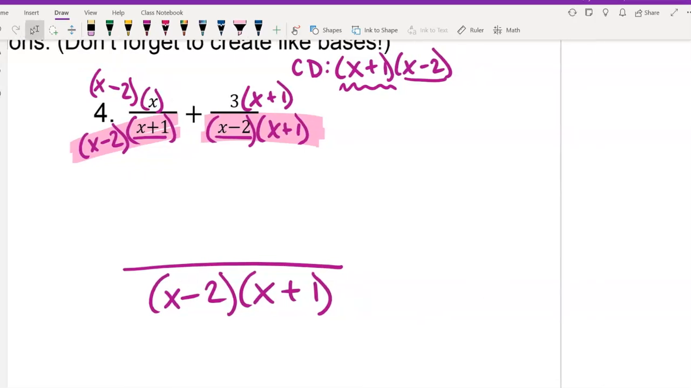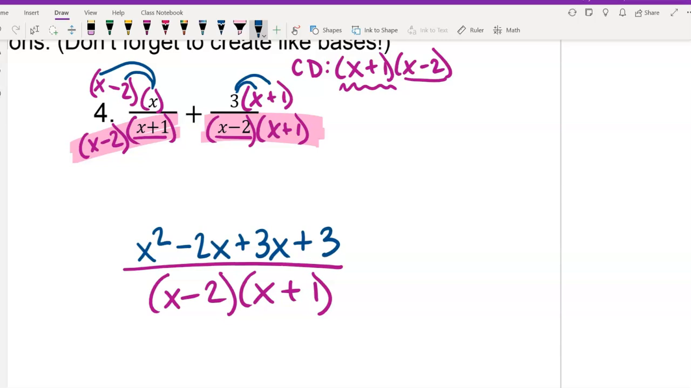Now, to get our numerator, we're looking at the tops now. We need to distribute that x to x minus 2, and we need to distribute this 3 to x plus 1. So let's go ahead and do that. X times x, x squared. X times negative 2, negative 2x. Now to the right, we have 3 times x, 3x. 3 times 1, 3.